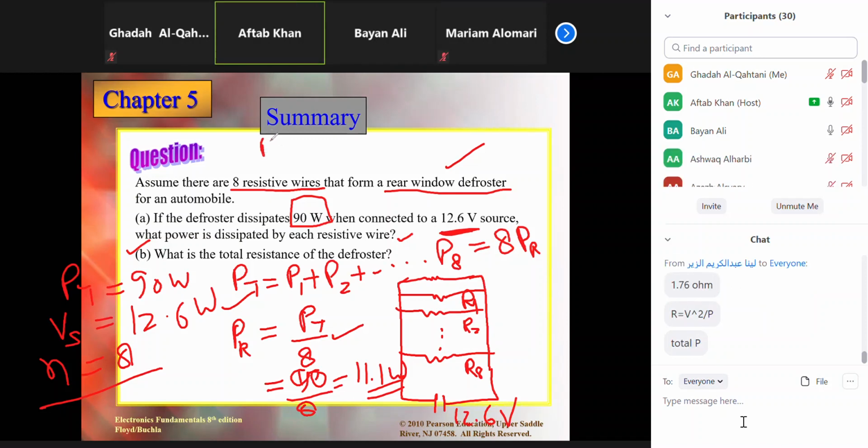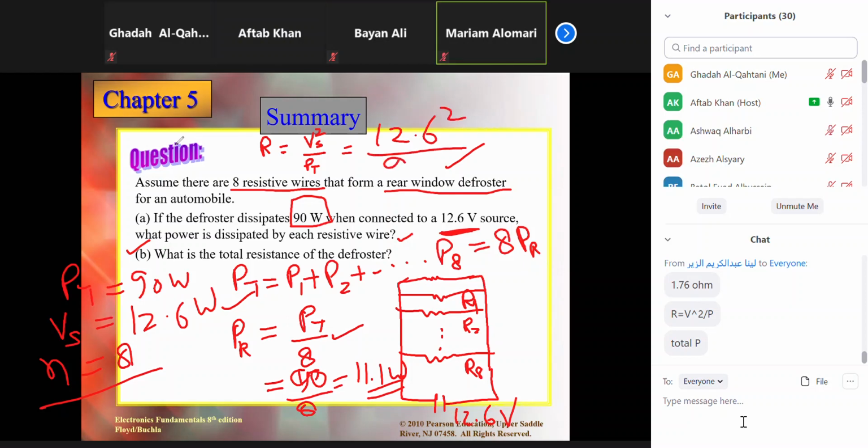Okay, so you are saying R is equal to V to the power 2. Yes, so Lina said V square, yani Vs square, source square over PT. Yes, total power. So here you can get it. V is already given to you, which is 12.6 square over total power, which is 90. All right. So the answer is 1 point how much? 76 ohm. Okay. Good. So this is the way.